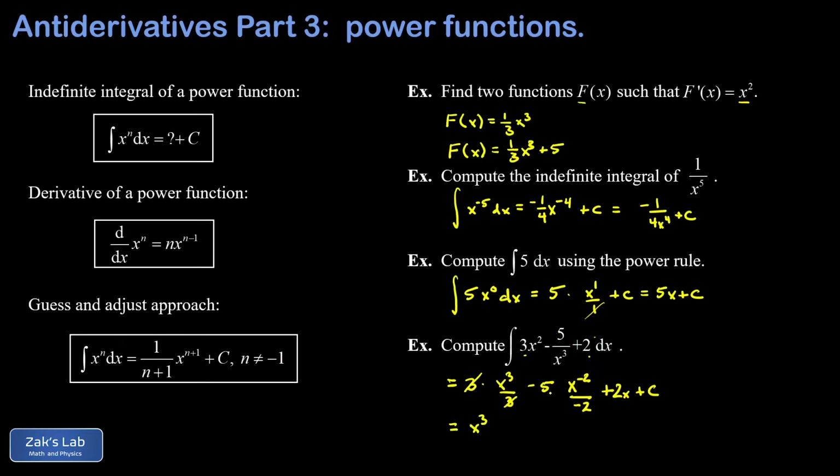In the second term, we have a negative out in front, but we have a negative factor in the denominator, so I get a positive result. And that's a 5 over 2 out in front. And then we should move the x to the -2 back to the denominator. So I end up with a 5 over 2x squared. And my third term again was 2x, and then my arbitrary constant plus c, and we're done with that one.